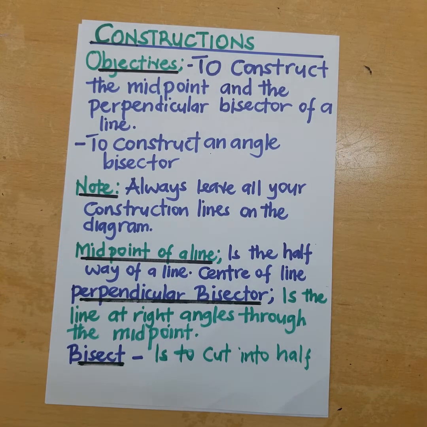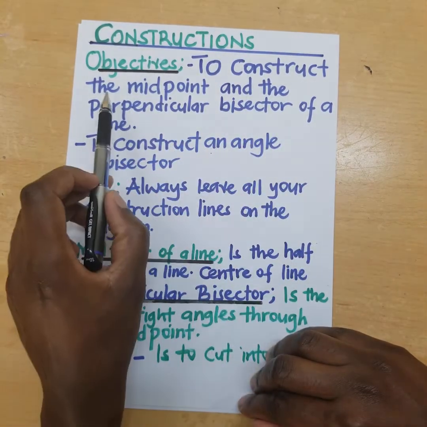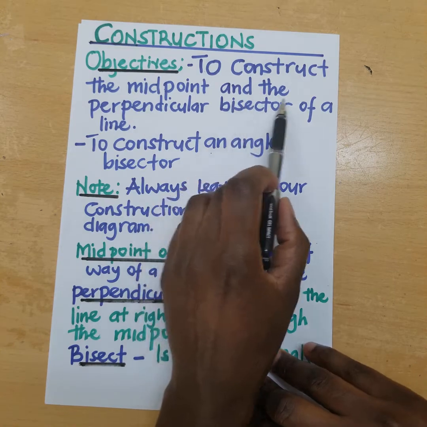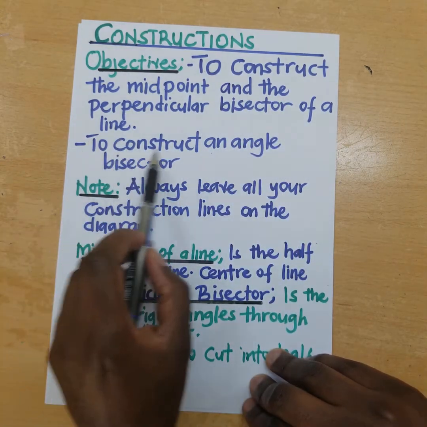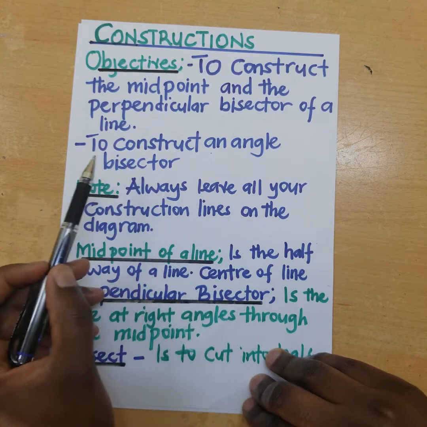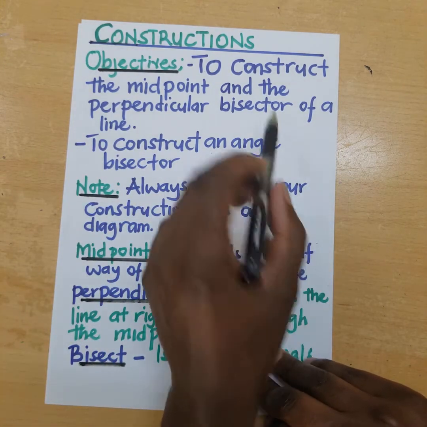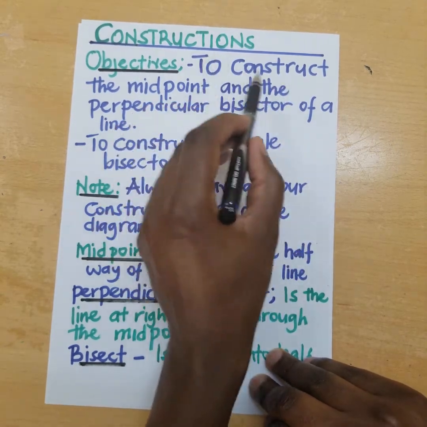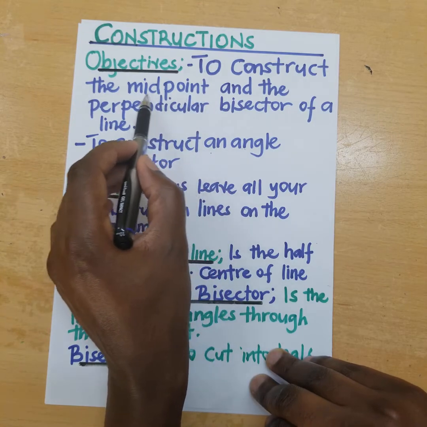Good morning, class. Today we want to look at construction, and the objectives for today: 1, to construct the midpoint and the perpendicular bisector of a line. 2, to construct an angle bisector, or how do we bisect an angle. This one we want to see how do we bisect a line, or how do we find the midpoint.